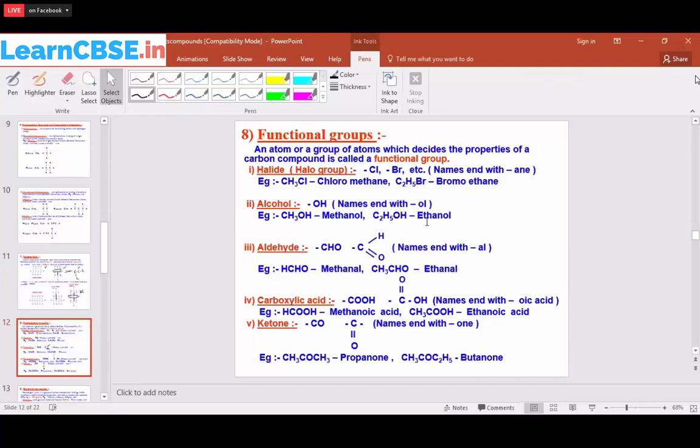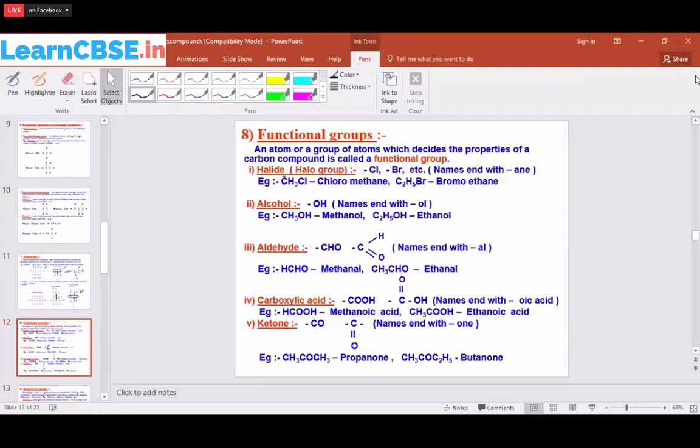When we introduce some other element into the hydrocarbon, the properties completely change. They have different kinds of properties. Their polarity will change, the reactivity will be different, the physical and chemical properties, everything will change by replacing one hydrogen atom with another atom. So we call it a functional group. The atom or group of atoms which decides the property of the carbon compound, we call it a functional group.